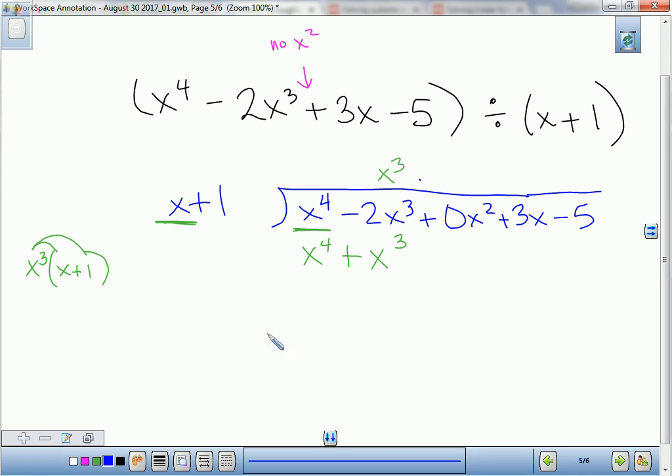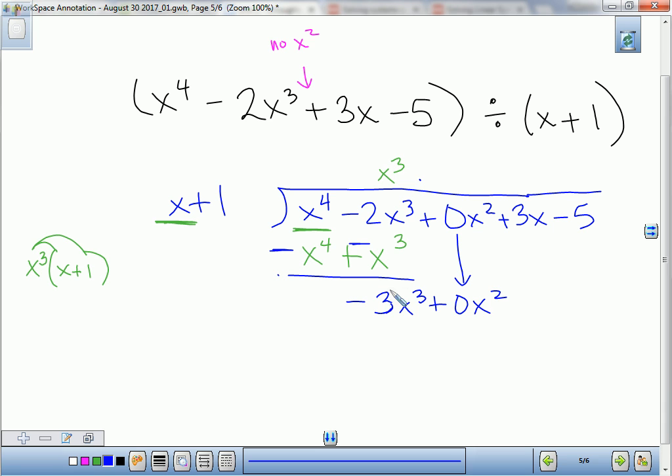Okay, now we subtract. So change those signs. We're going to subtract. So this gives me negative 3 x cubed, and then I'm going to bring down the next one, plus 0 x squared.